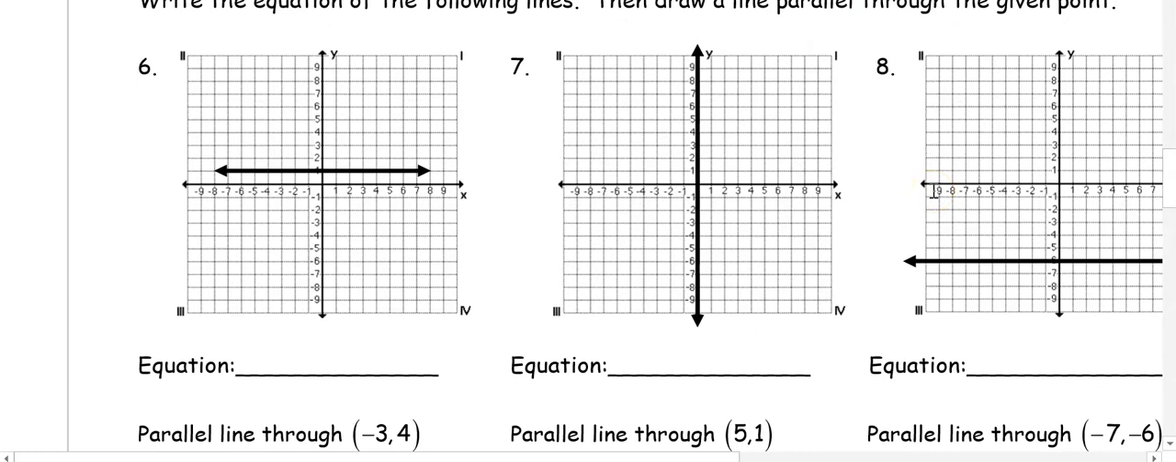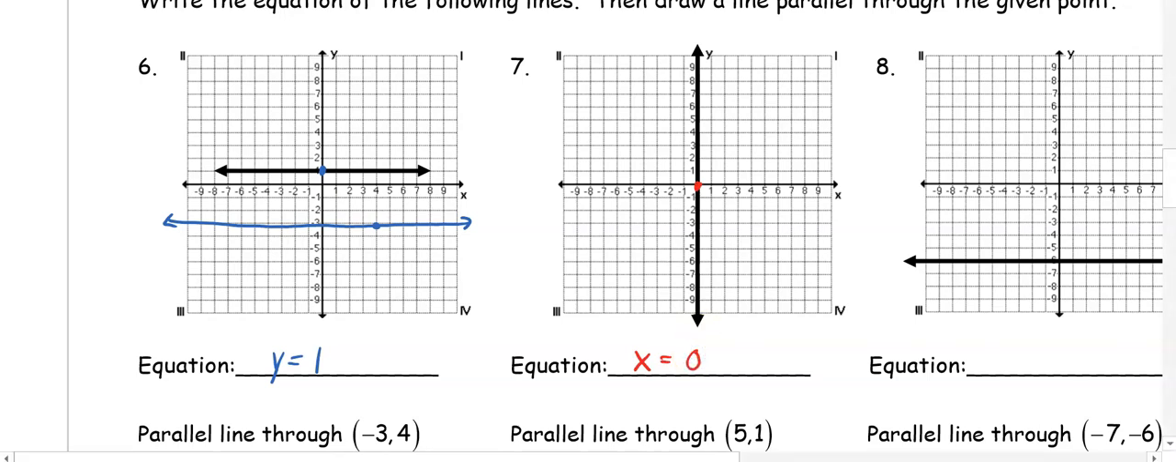In number 6, it is a horizontal line, so we're going to have y equals. The number that it's passing through for all the y coordinates is 1. So to make my second line then, I'm going to go to -3, 4, and I'm going to draw a horizontal line all the way through -3 so that we are parallel. In number 7, we have a vertical line. Again, that's going to be x equals, and it's going through the coordinate of 0 for x.